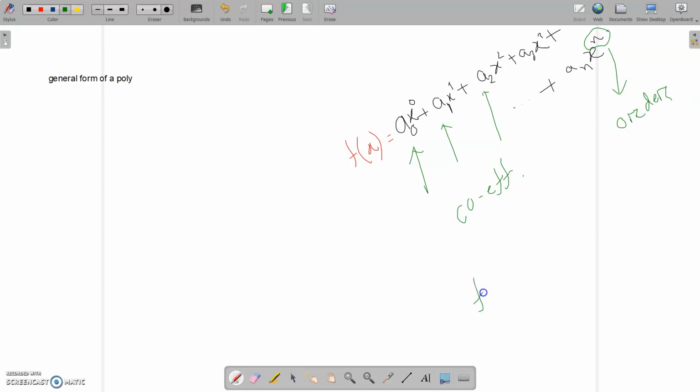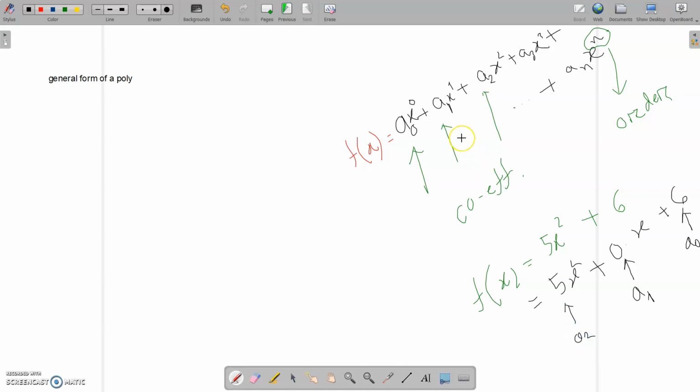So when I'm writing something like f of x equals 5x square plus 6, the order of the polynomial is 2. And if I write the general form, it should look like this: 5x square plus 0 into x, that's something we are not writing, plus 6. So this is my a0, this is my a1, and this is my a2 according to this equation.